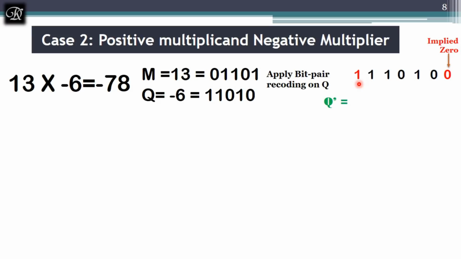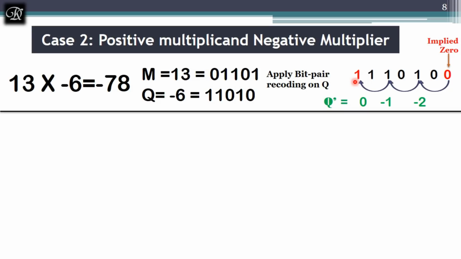Now let's make groups of it like before. It's 0 0 1 or 1 0 0. According to the truth table it is minus 2, and 1 0 1 is minus 1, and when all bits are the same, it's 0. Now let's find the product of 13 and negative 6. Now the new multiplier is 0, minus 1 and minus 2.